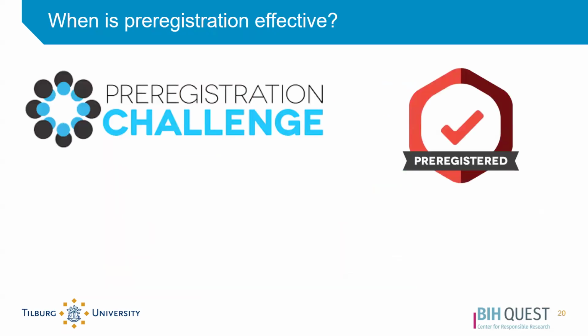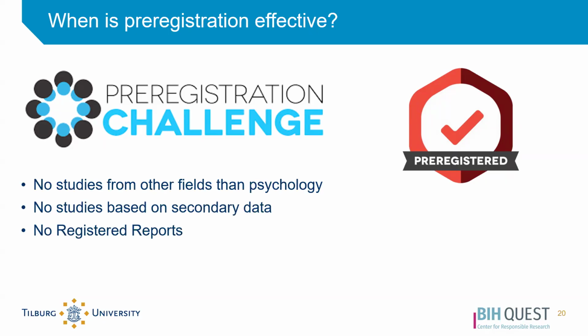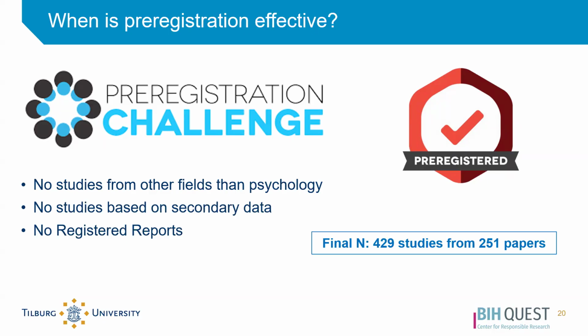So we took all this on board, and tried to create a big study combining everything. We looked at studies from the Open Science Framework, pre-registration studies, and studies that got a pre-registration badge. Sometimes journals can award a pre-registration badge for a paper that has a pre-registered study. We omitted all kinds of studies as well. For example, no studies based on secondary data, because the processes of pre-registration are a bit different. We only focused on psychology. But in the end, we found 429 pre-registered studies from 251 published papers. So this was our sample size.